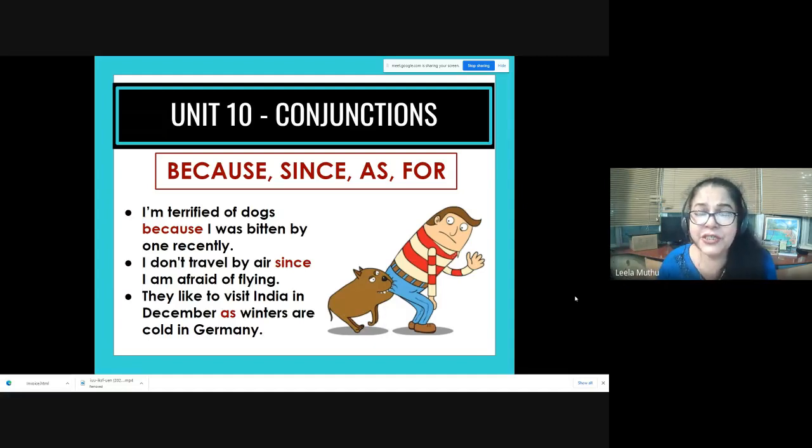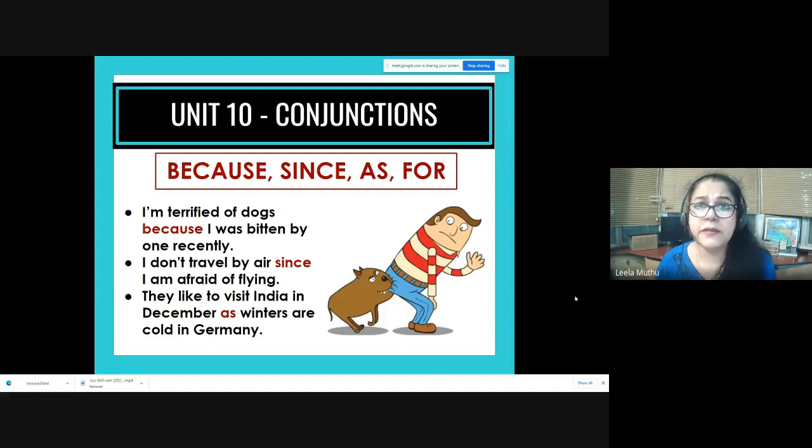Now, this conjunction explains why the first part of the sentence is true. For example, I'm terrified of dogs. Why? Because I was bitten by one recently. Look at this cartoon where this guy is getting bitten on his butt by a ferocious looking dog, but he doesn't seem to be very hurt by it. I mean, he's getting bitten right in the butt, which looks painful, but who knows?